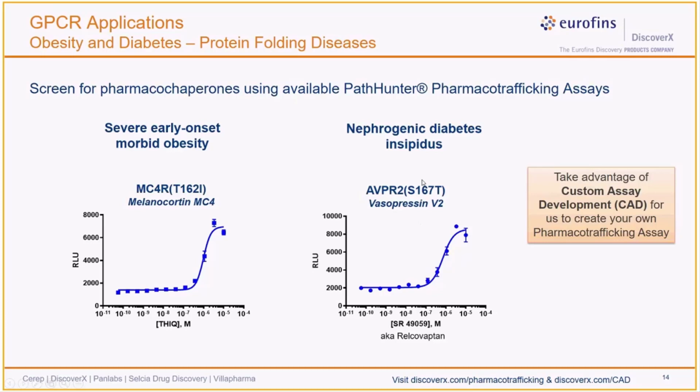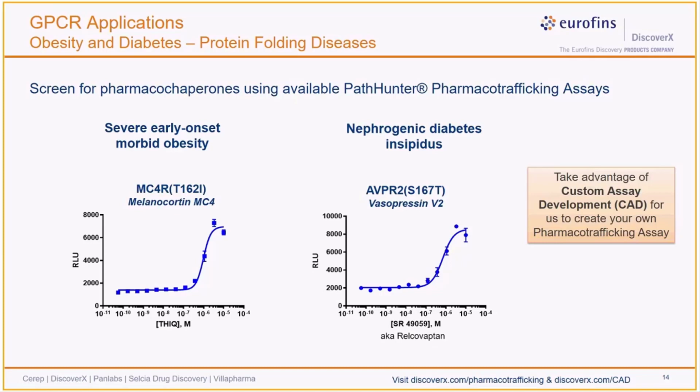On the right side, we also did a pharmacotrafficking assay we have available for this receptor. This is the vasopressin receptor, or AVPR2 receptor, and a specific mutation causes nephrogenic diabetes insipidus, which is kidney specific. This is a rare disorder characterized by excessive thirst and frequent urination. It's unrelated to diabetes mellitus, just want to make a comment, and it's actually more common in pets. So here it's showing the assay using a specific drug, rilcovaptan, that is now in clinical trials.